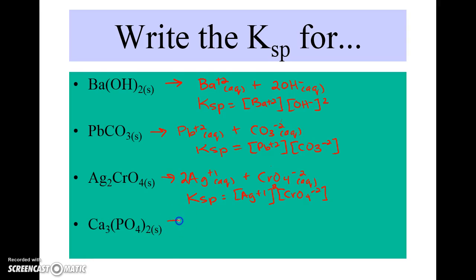My last one, calcium phosphate, becomes Ca2+, and let's not forget that I have 3 of them, plus 2 PO4 3-, aqueous. And again, aqueous is important in this case because we want to let people know that we can put them in a KSP expression, that it's something that we can include. So we'll have Ca2+ to the third, PO4 3- squared.